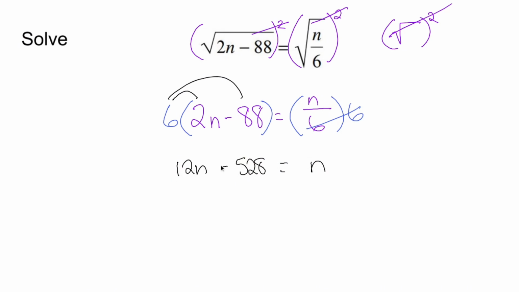I have an n on the left and an n on the right. Usually what I do is I try to get rid of the variable on the right, but not this time, because if I get rid of it, I'll have two things on the left. And what I really want to do is get one thing on the left and one thing on the right. So I'm going to subtract 12n from both sides. Drop down the negative 528 equals negative 11n.